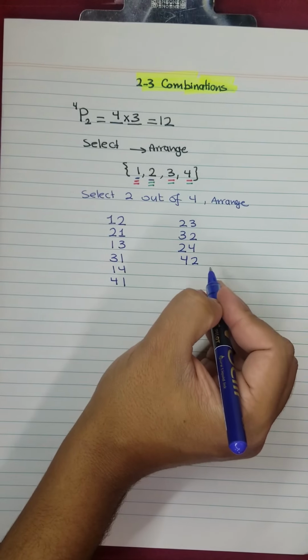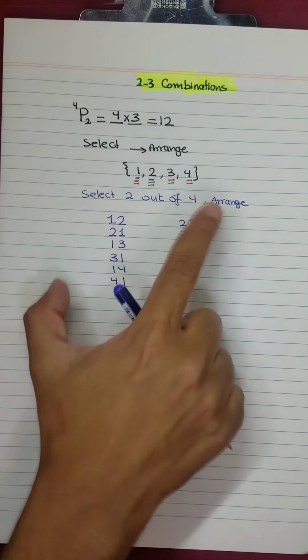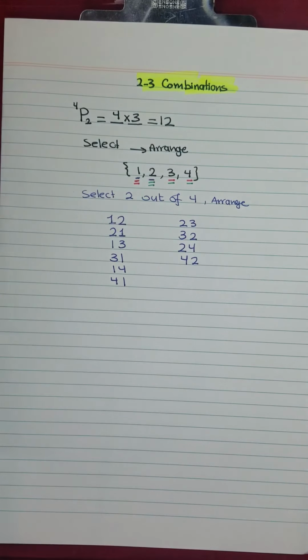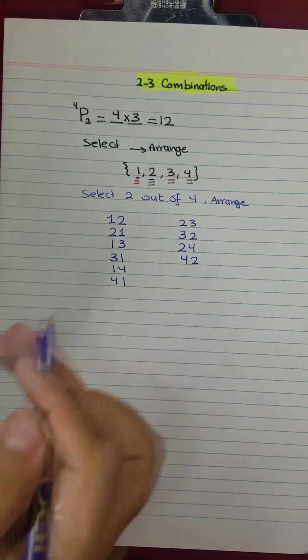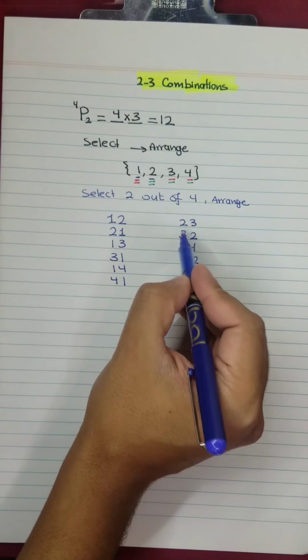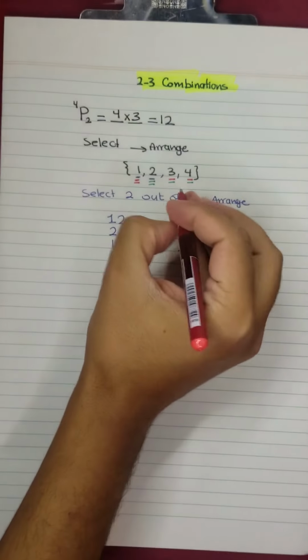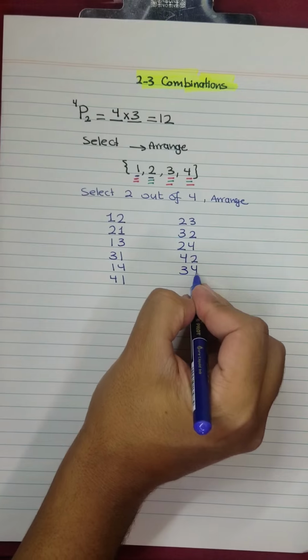Now always remember, what are we doing? We're selecting first, and then after selecting, we're checking the different arrangements we can get. So we select 2 numbers and then we arrange these 2 numbers to see how many different arrangements we can get. Now we've selected the 2 with the 1 previously, the 2 with the 3, and the 2 with the 4. So we're done with the 2. Now the only option we're left with is the 3 with the 4. If we select the 3 with the 4, we will get either 34 or 43.